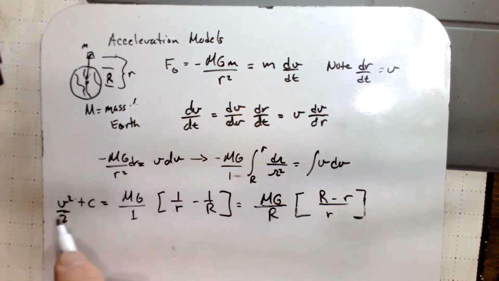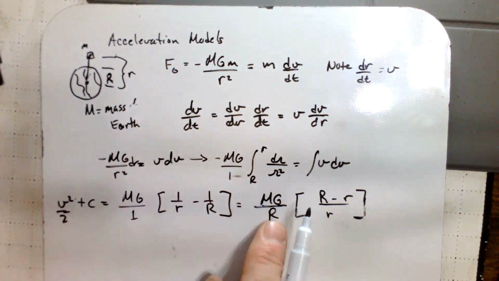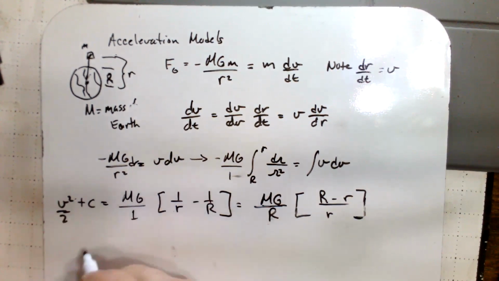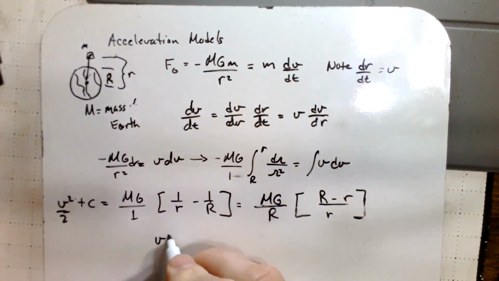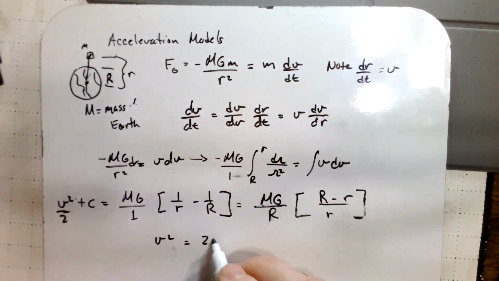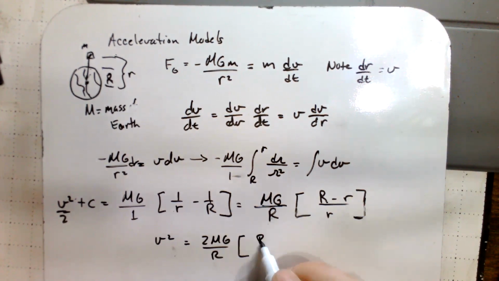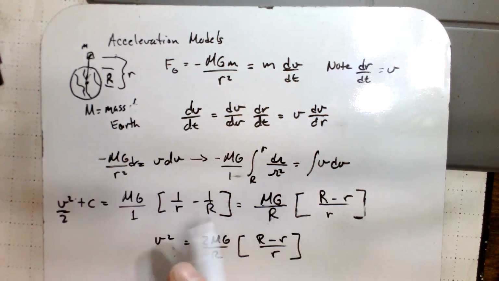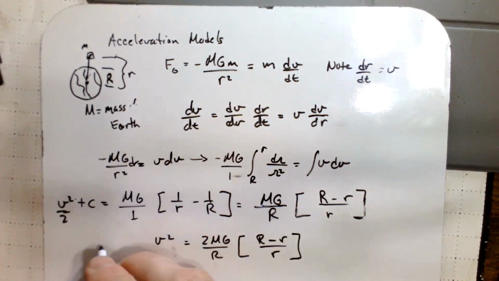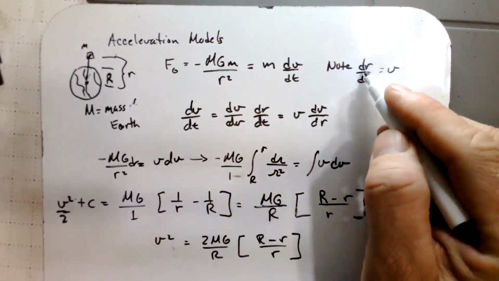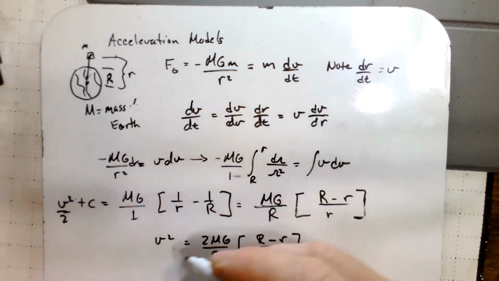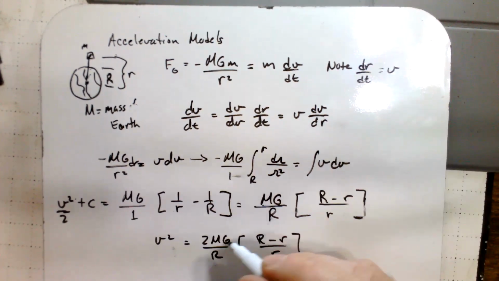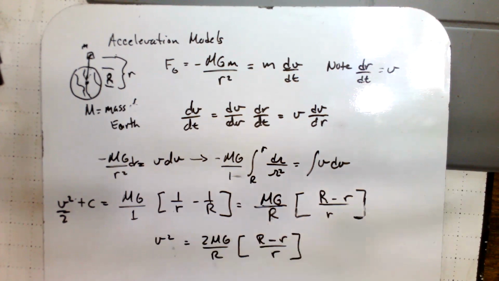Okay, which means I can then move the 2 over to the side as well. So let me do that first. I'm going to have v squared is equal to 2mg over r times capital R minus lowercase r. Now, the nice thing here is that, remember, v was dr dt, and so this is still a function of r, and I can make this a function of t, so it's still separable.